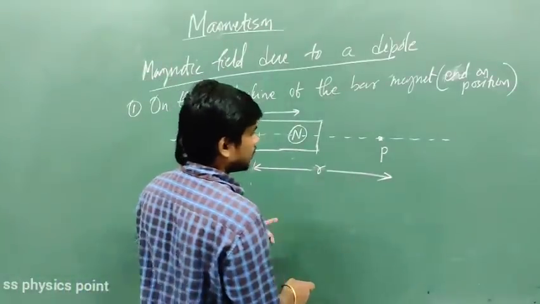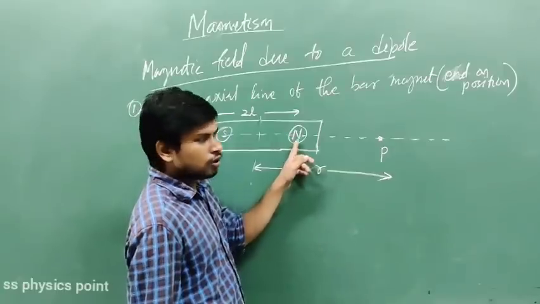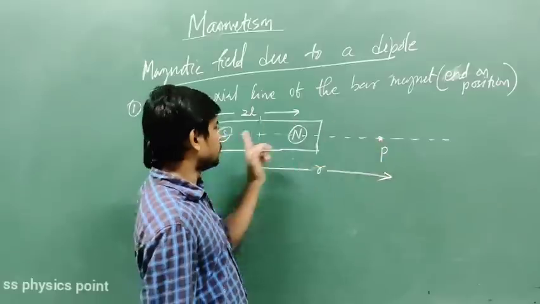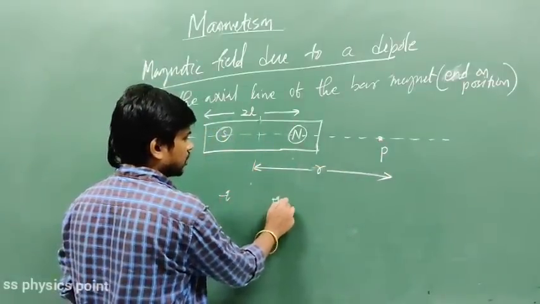Then you need to find the magnetic field at P due to the north pole, and the magnetic field at P due to the south pole. There, you had taken this as negative charge and this as positive charge.